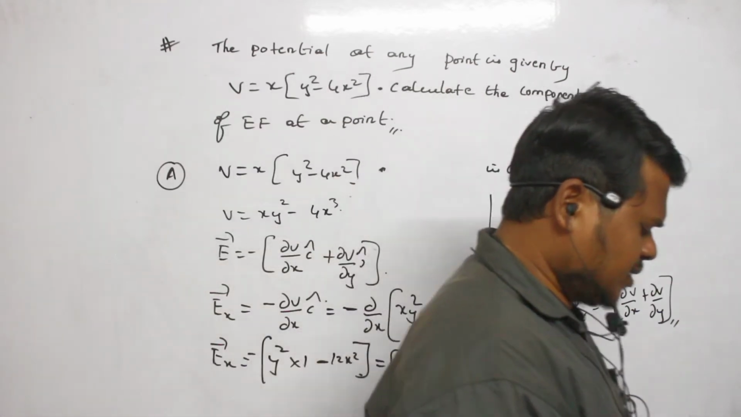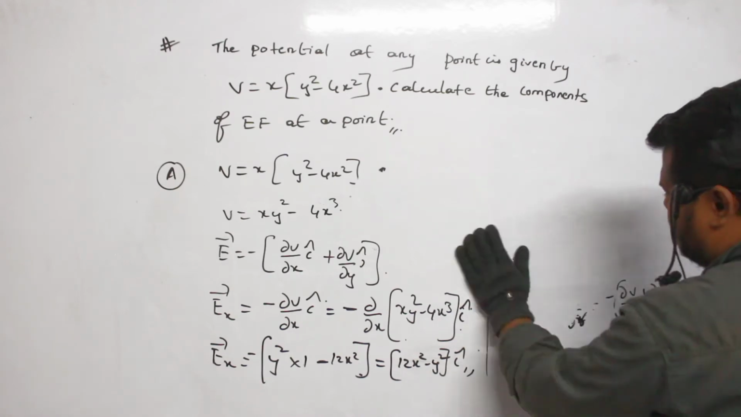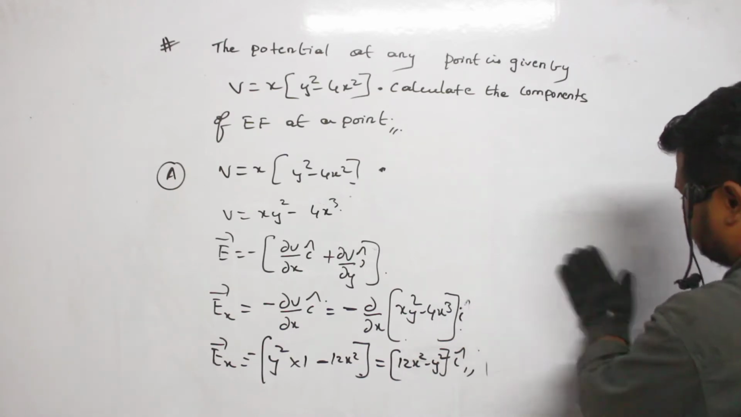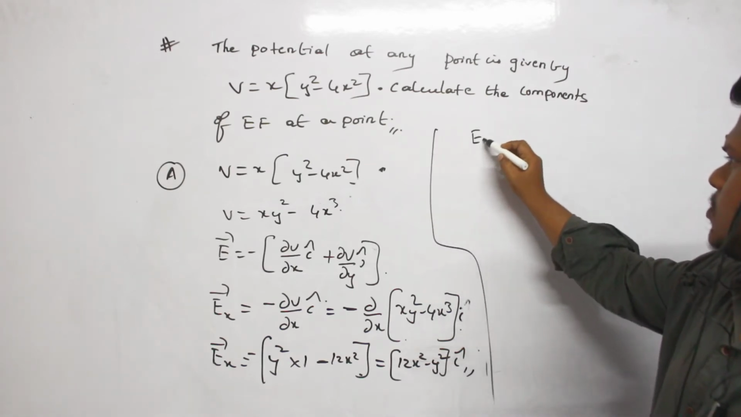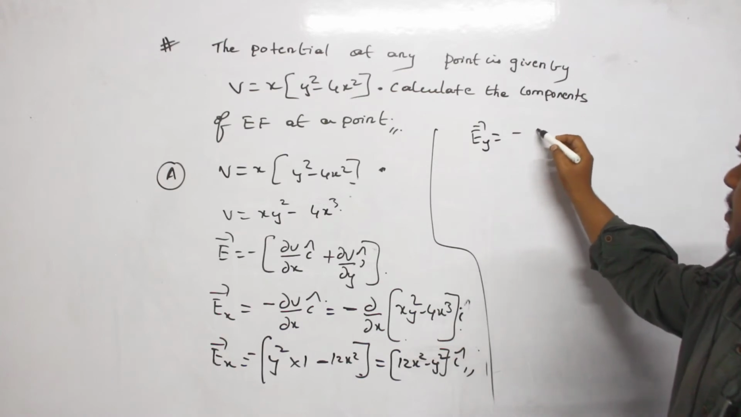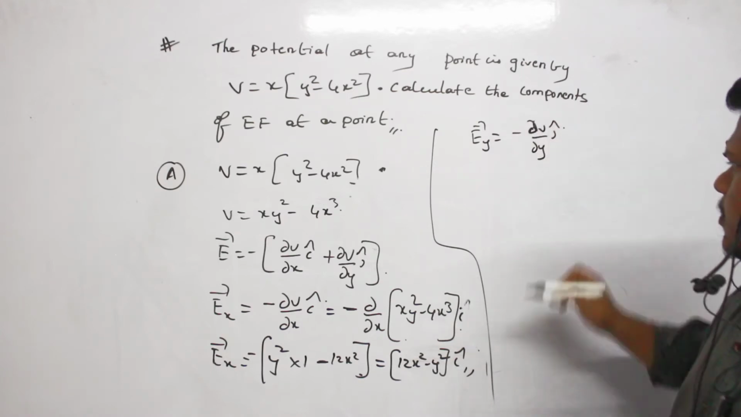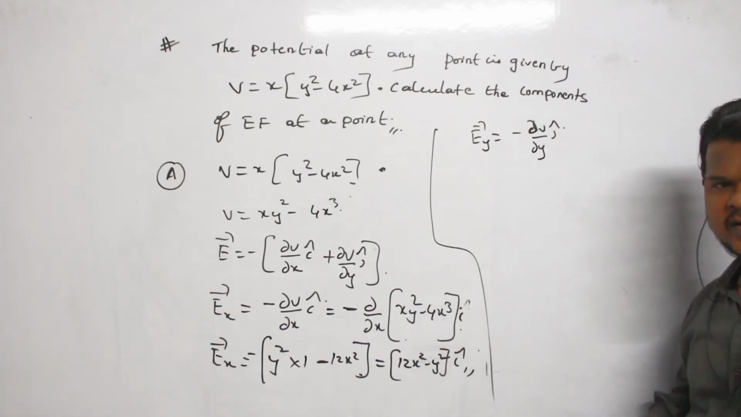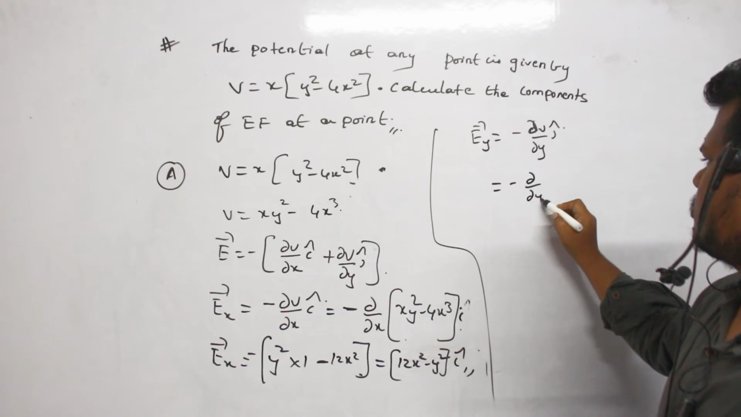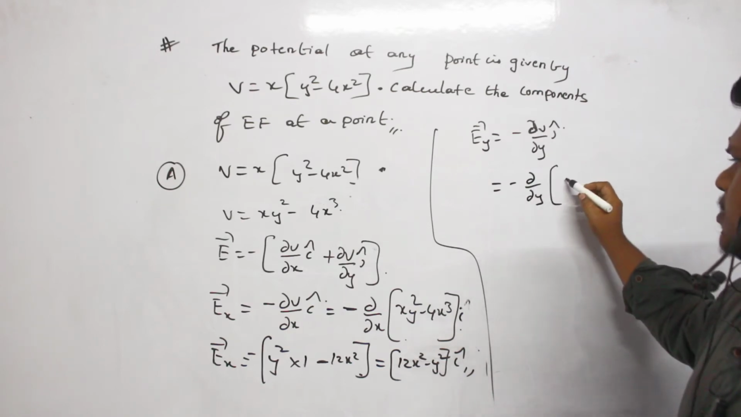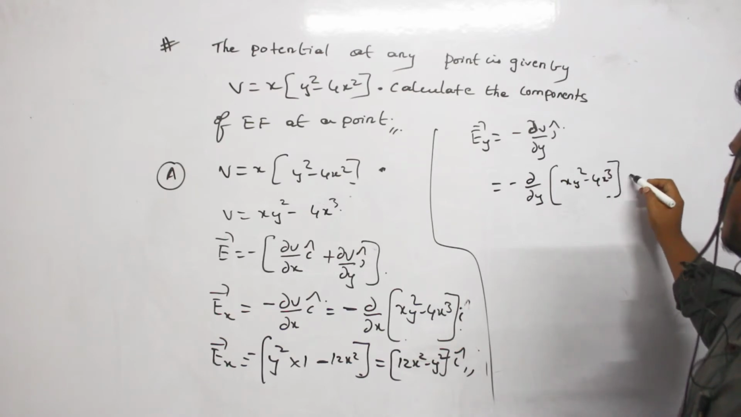Similarly, how can I calculate the component of electric field along y-axis? Okay. So now I want to calculate Ey. So Ey dash is equals to minus of dou V divided by dou y j cap. Clear? Because the unit vector along the y-axis is j cap. So minus of dou divided by dou y, potential is how much? Potential is xy square minus 4x cube j cap.